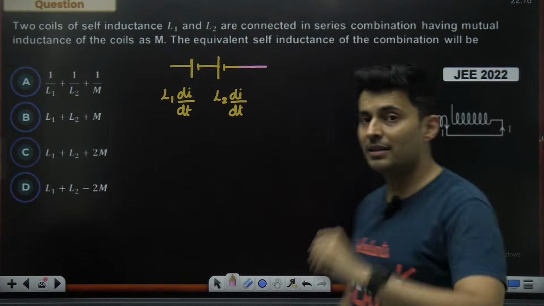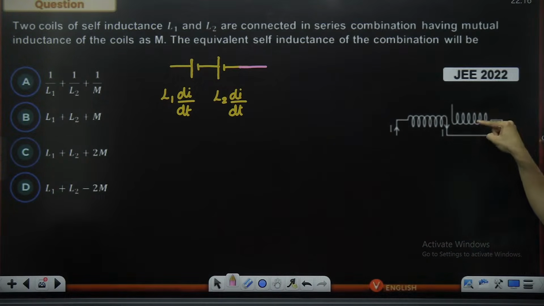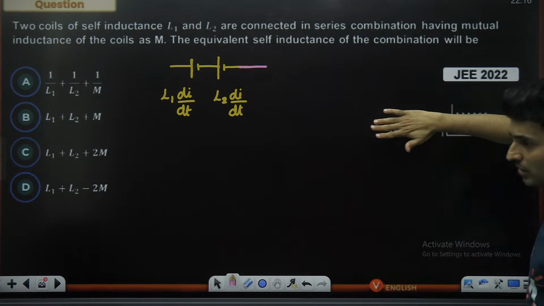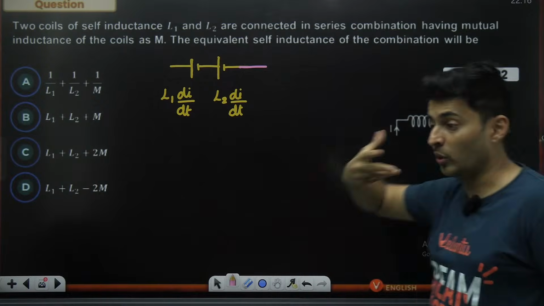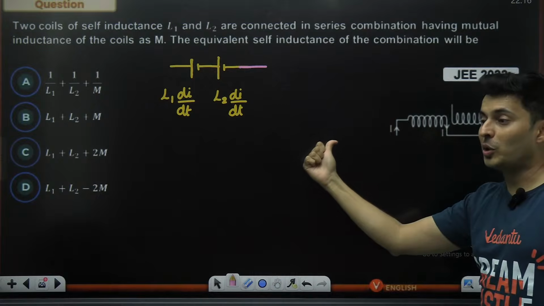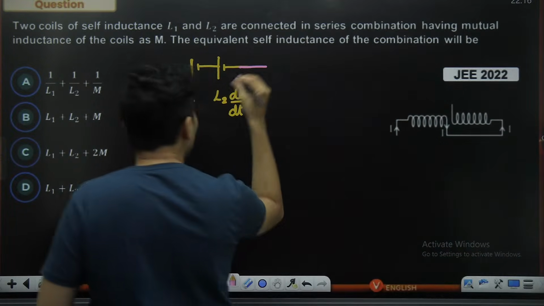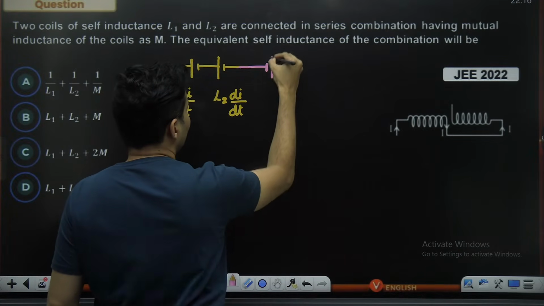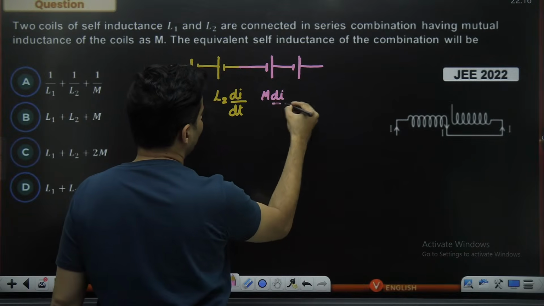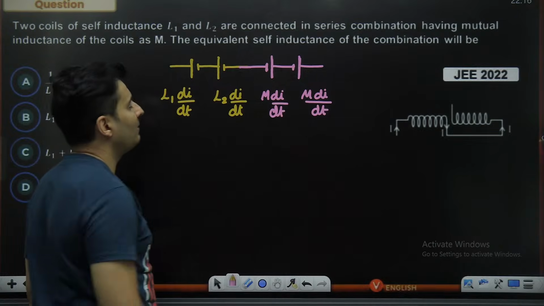But that is wrong. Reason being, look at the manner in which the coils are connected. When the current goes, it comes in the opposite direction. So when the current increases, the flux is already going in the opposite direction. So if the current increases, the flux increases in the opposite direction. So actually the EMF will come in the same direction as the current. So the mutual inductive EMF will actually be assisting it. So M di by dt will come 2 times, but in the same direction.